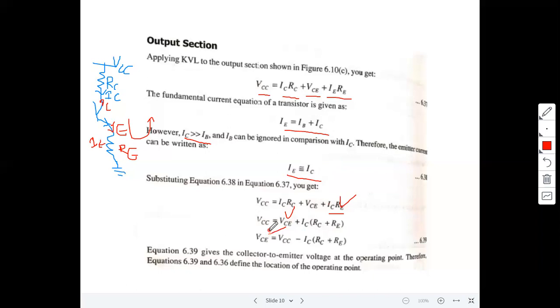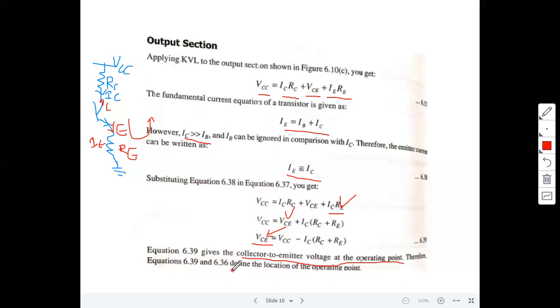Now from that, VCE, which is the output, is equal to VCC minus IC times (RC plus RE). The above equation gives the collector to emitter voltage at the operating point, VCEQ.